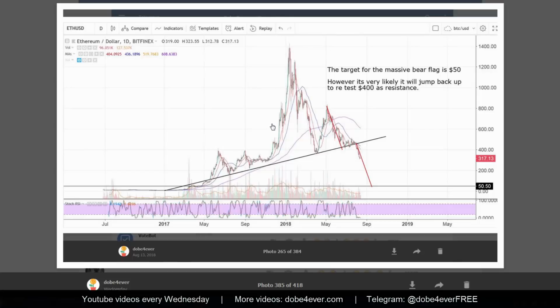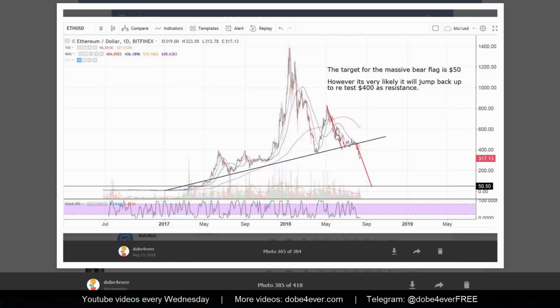So this is a screenshot that I shared on the premium group on Telegram, the 13th of August. You can see the date here. So this is basically 1 month ago, because today is 10th of September. So 1 month ago, I shared this screenshot, and I said the target for this massive bear flag is $50. However, it's likely it will jump back up to retest 400 as a resistance.